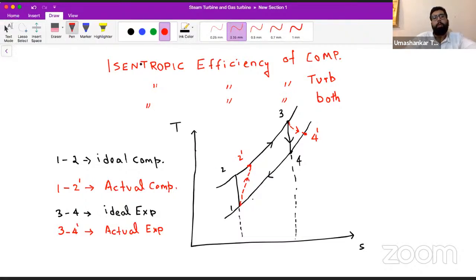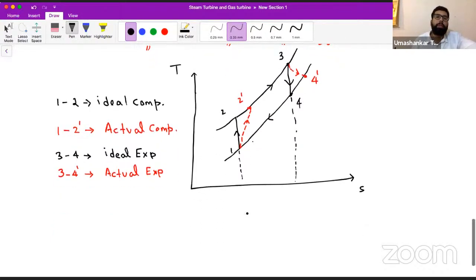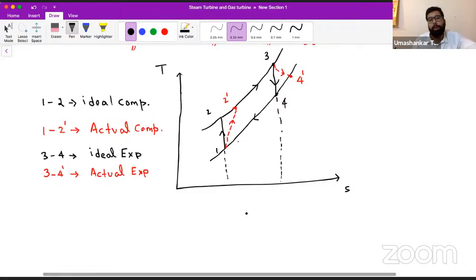So now our ideal cycle is 1, 2, 3, 4, and our actual cycle is 1, 2 dash, 3, 4 dash, 1. Got it or not? Tell me, got it or not?